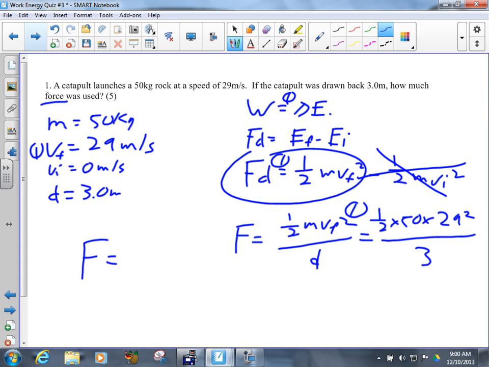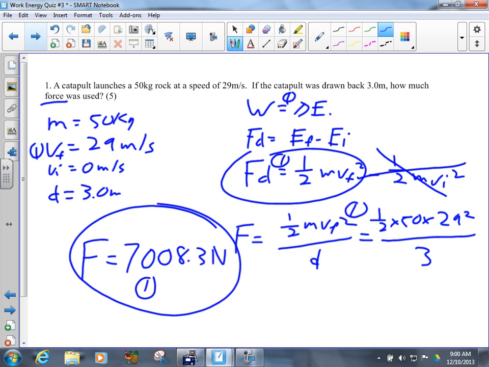And their last mark. The force comes out to 7,008.3. They don't have to have had the 0.3. If they wrote 7,008, that's fine. Newtons. They do have to have newtons as the units, however. If they don't, it's not right. Okay, questions on that one?